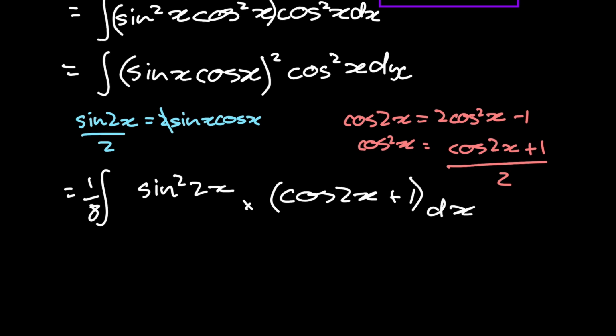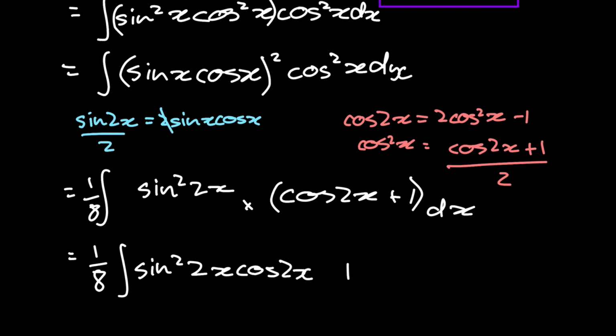So what do we do now? Well, I'm going to distribute the sine squared of 2x into these brackets. So we have 1 over 8 times the integral of sine squared of 2x cosine of 2x plus sine squared of 2x.